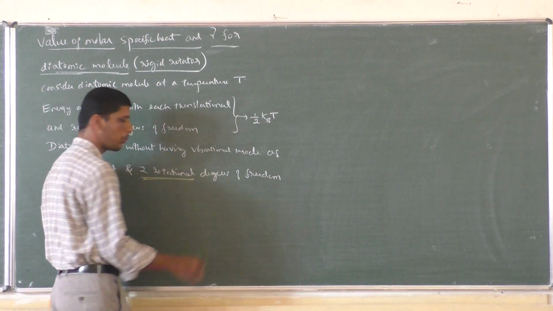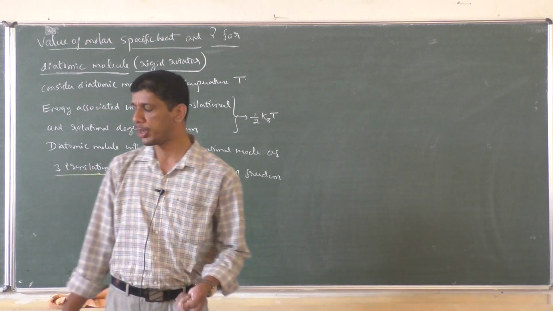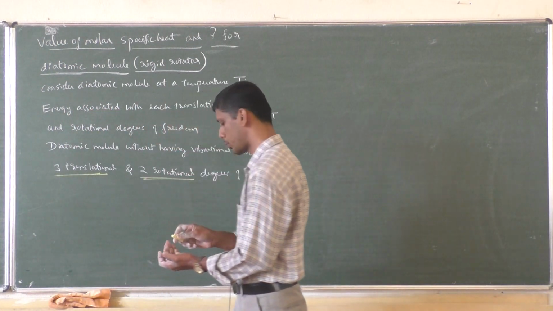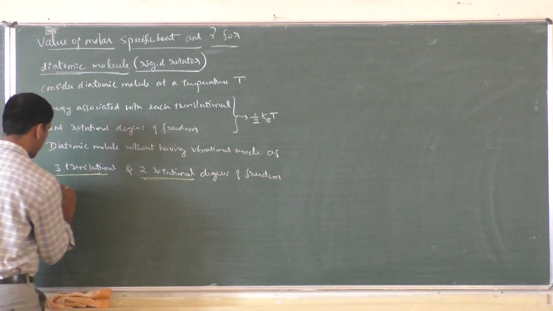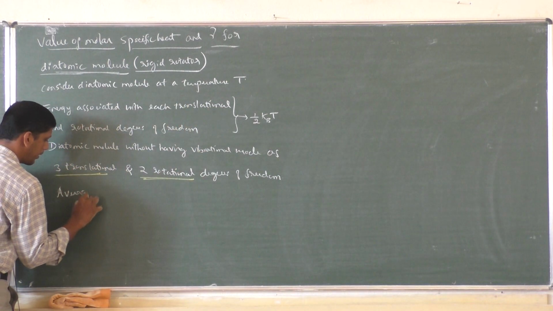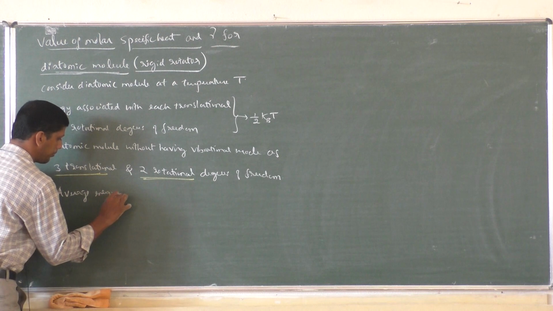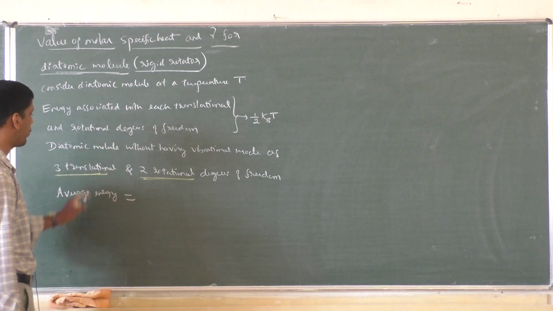A monoatomic molecule will have only the 3 translational, whereas a diatomic molecule will have the 3 translational as well as 2 rotational degrees of freedom. Hence we can write the formula for the average energy. The average energy value should be equal to 3 translational.